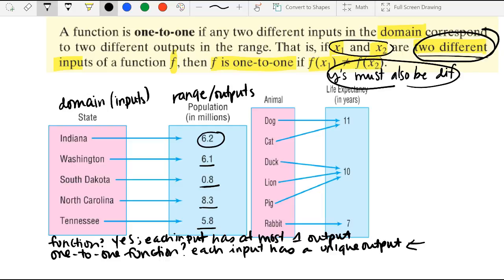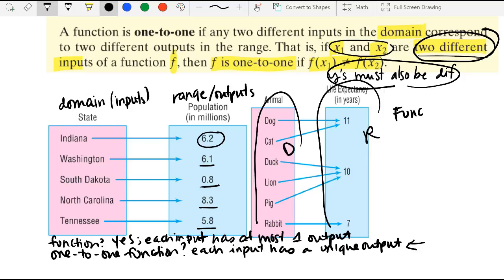All right, so let's check out this. This one said, you have a set of domains, which is over here, and you have a set of range, okay? So this is range and this is domain. Dog and cats, they both live about 11 years. Ducks, lions, pigs, they live about 10 years. And rabbits, they live about 7 years. The question number one is, is this a function?